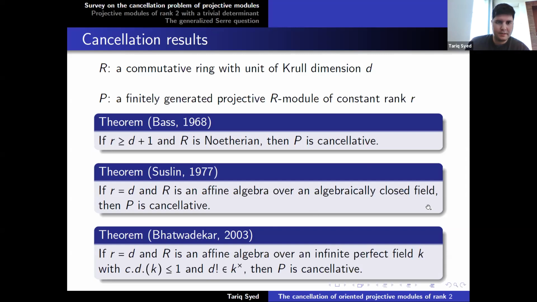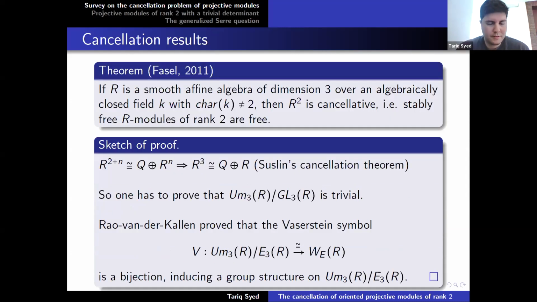Okay. Then in 2011, Fasel proved that if R is a smooth affine algebra of dimension 3 over an algebraically closed field with characteristic different from 2, then at least R2 is cancellative. That is, stably free modules of rank 2 are free. So this was the first case in which the rank of the module, in this case 2, is D minus 1, and not just D or at least D plus 1. And it's a special case when P is free, basically.